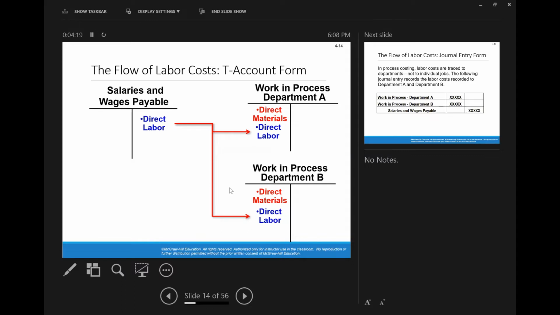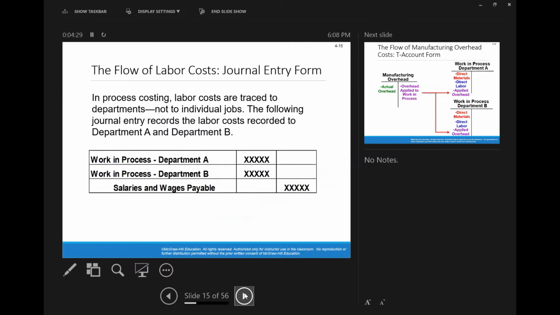Same thing. Instead of just work in process, we have work in process Department A and Department B, but it's the same thing we've been doing the last 2 weeks. Here's the journal entry: debit work in process, credit payables.